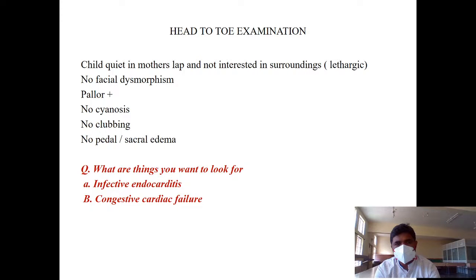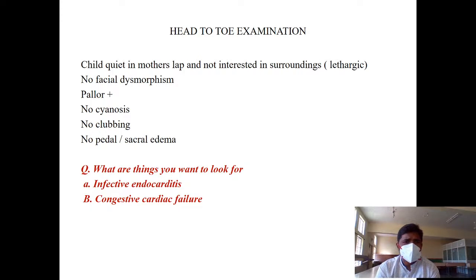So yes, there is a possibility that left to right shunt children can have cyanosis at a later part of life. And then clubbing. Clubbing is usually seen in cyanotic congenital heart disease, but yes, you can see clubbing in acyanotic congenital heart disease also, especially if the child is having infective endocarditis, subacute infective endocarditis. So VSD is predisposed to infective endocarditis. If it is a subacute endocarditis, then the child can have clubbing.